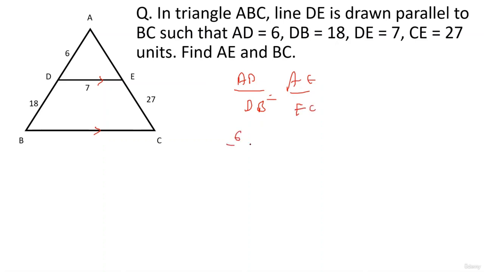Okay, AD हमें दिया है 6, DB हमें दिया है 18, AE हमको निकालना है, let's say X. EC is 27. Okay, what do you observe, guys? ये देखो 3 times हुआ है ना. Okay, so 18 is basically thrice of 6. So 27 is thrice of what? 9. और basically divide both sides by 3, वो भी कर सकते हैं. Okay, so value of AE is nothing but 9.